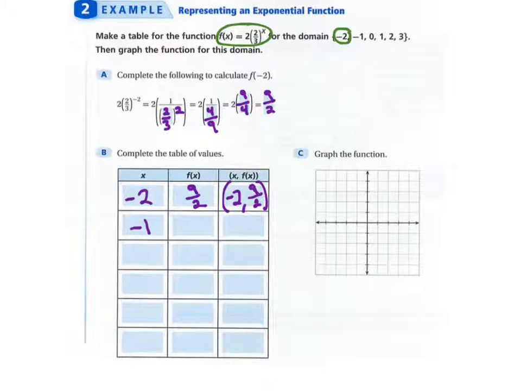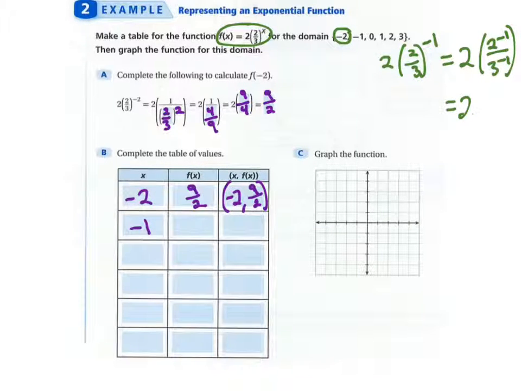Let's figure out if we have an input of negative 1. What are we going to do? Figure it out either way. Here's the way I figured it out. Rewrite that with their reciprocals. I could have 3 to the power of 1 over 2 to the power of 1, but that's kind of pointless, right? There we go. So my output is 3, and my point is negative 1, 3.